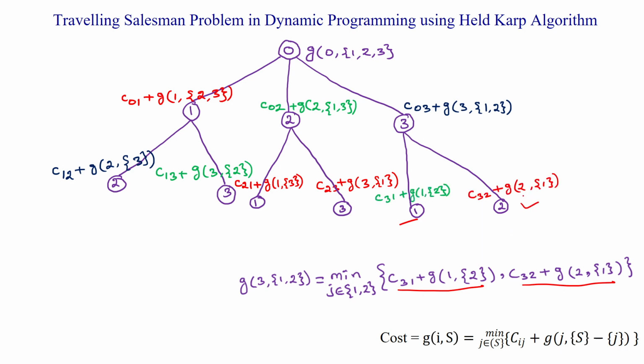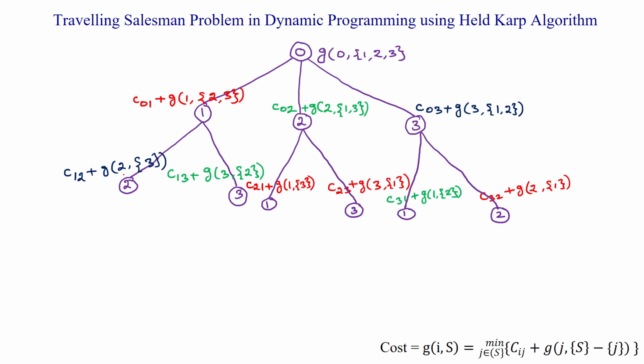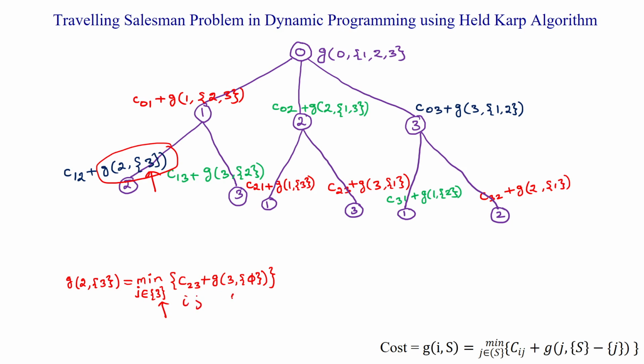Now again we are having one more sub problem from this level of the tree, right? So again I am starting from the left side. Here, when you're starting from the left side, this is the sub problem g of 2 comma 3. So when you're checking this, you are having only 1 unvisited node. Okay, so no need to find out the minimum, because already we are having only one node left unvisited, right?